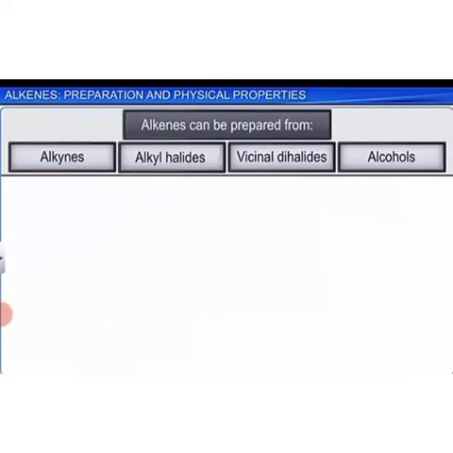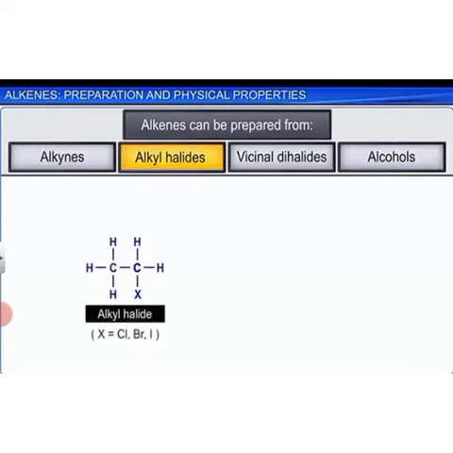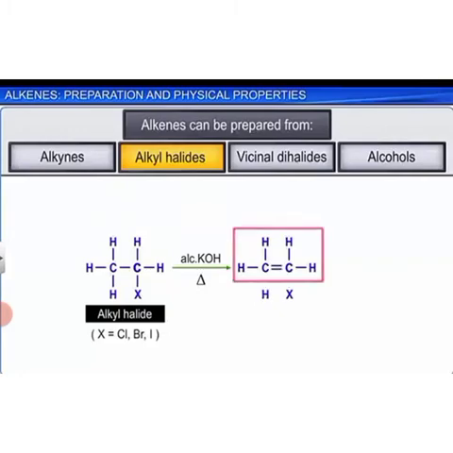Alkenes can also be obtained from dehydrohalogenation of alkyl halides. When an alkyl halide is heated in presence of alcoholic potash, it gives an alkene, and one molecule of halogen acid is eliminated in the reaction. The hydrogen atom for the halogen acid is obtained from the carbon atom adjacent to the carbon atom attached to the halogen atom.